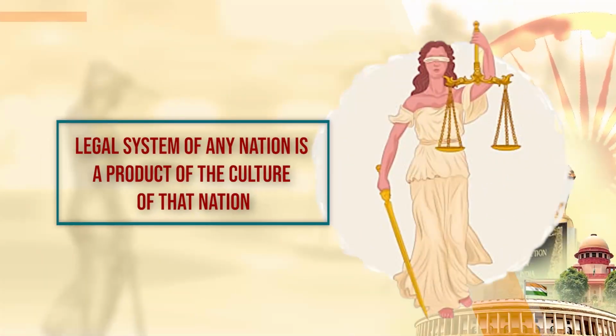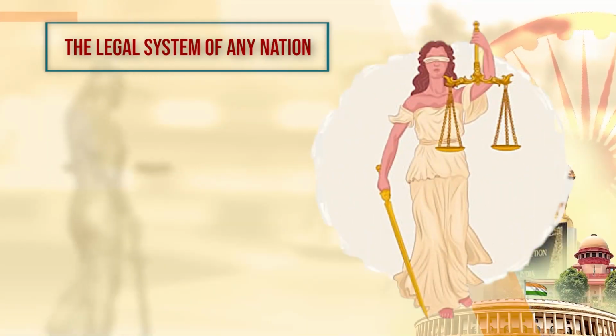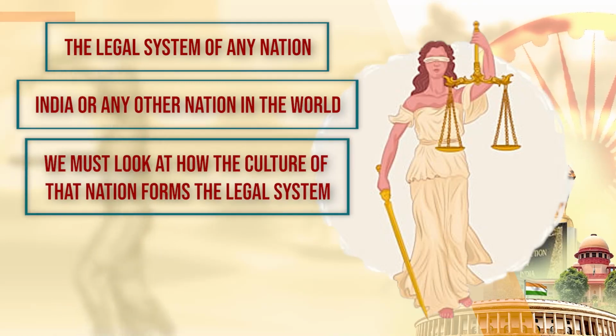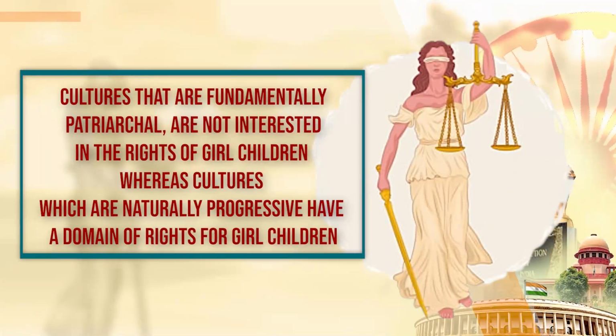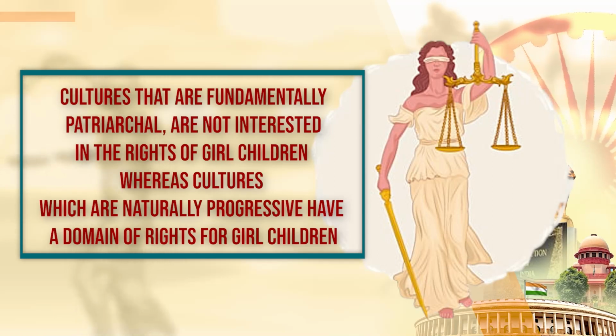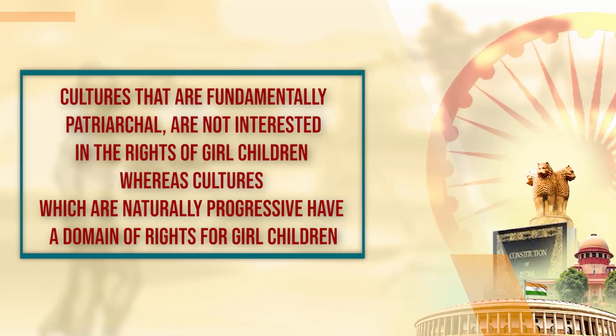We find that the legal system of any nation is a product of the culture of that nation. Therefore, before we look at the legal system of any nation, be it India or be it any other nation in the world, we must look at how the culture of that nation informs that legal system. And we find that cultures which are fundamentally patriarchal are not interested in the rights of girl children, whereas cultures which are naturally progressive have a domain of rights for girl children.